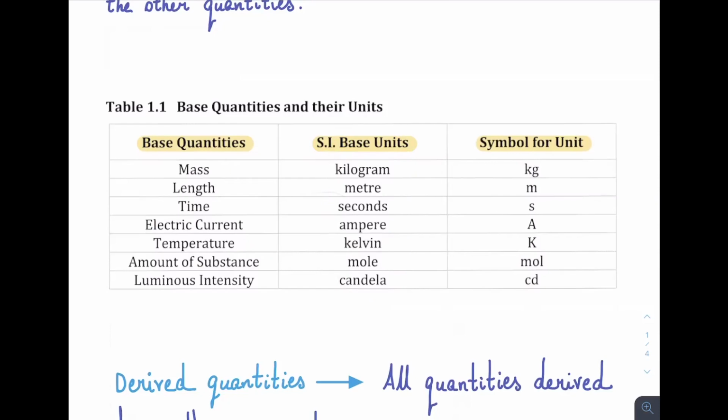So mass should always be input in kilograms in all formulae, length in meters, time in seconds, electric current in amperes, temperature in kelvins, amount of substance, moles, and luminous intensity, candelas, even though you will not be using this last quantity. And these are the symbols for each unit.